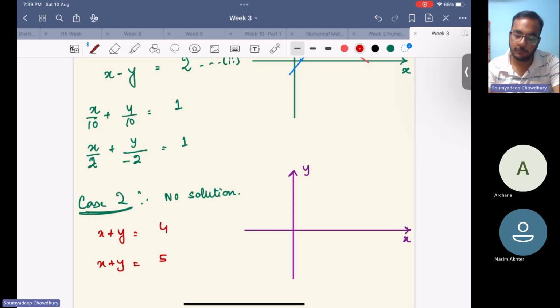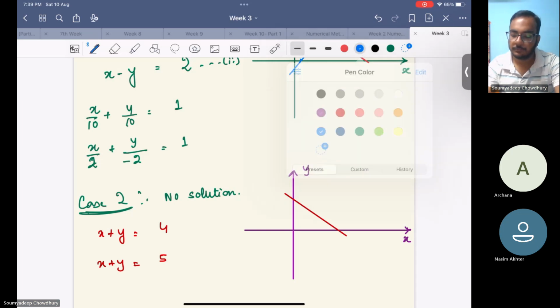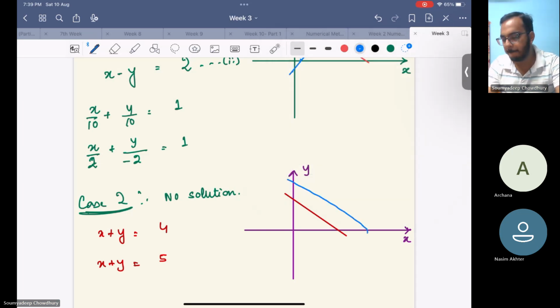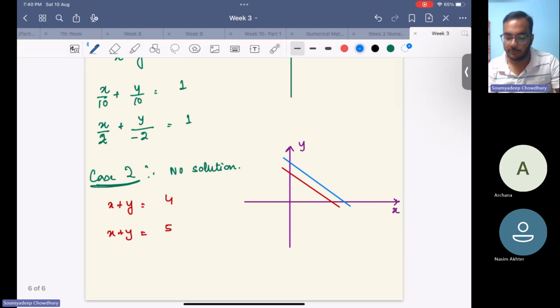Why can you not solve them? Because these two lines are parallel, that is, their slopes are equal. So x plus y equals to 4 will look like this, and x plus y equals to 5 will be a parallel line, right? Is it clear? So this is x plus y equals to 4, the red line, and x plus y equals to 5. These are two parallel lines, so they will never intersect. So basically we have no solution, right?